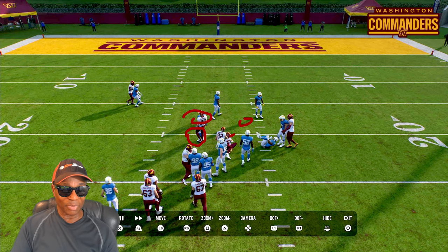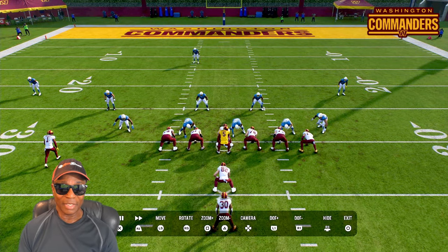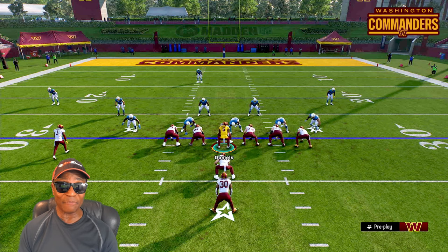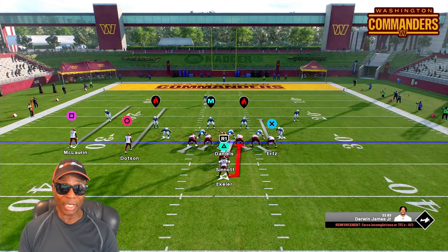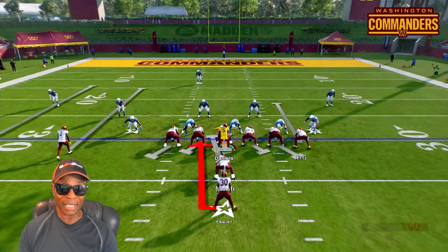Now, let me show you something. Let's back this up. Now, let's get out of replay. Let's run that same play without identifying the mic and see what happens. Okay, let's run to the left side. Hey, check again. It says it's that guy right there. Here we go.